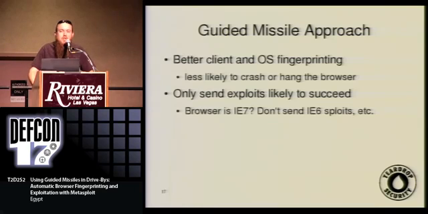Once we figure out what the target is, we're much less likely to crash or hang it or get that stupid little dialogue that says, this script has been running too long, please don't give me my shell. So we only send exploits that are likely to succeed. It doesn't make sense to send Firefox exploits to IE or IE6 exploits to IE7. So having fingerprinting gives us a much more granular way of deciding which exploits to send.